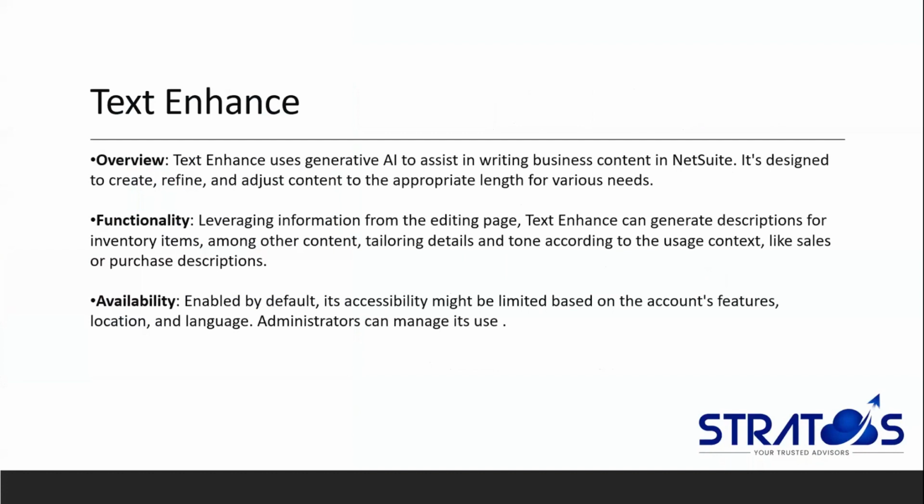One of the main things that NetSuite is doing is AI. They're building out AI, putting it in the system, and doing all kinds of fun stuff with it. Text Enhance is one of their first AI-driven initiatives. Basically, Text Enhance uses generative AI to assist in writing business content in NetSuite. It's designed to create, refine, and adjust content to the appropriate length for various needs.